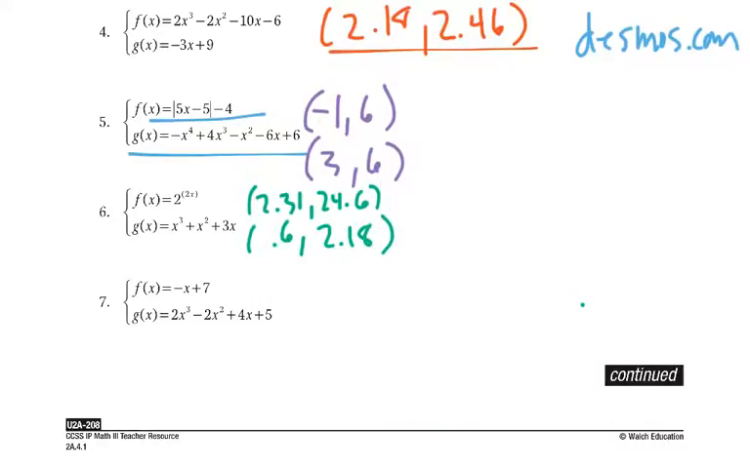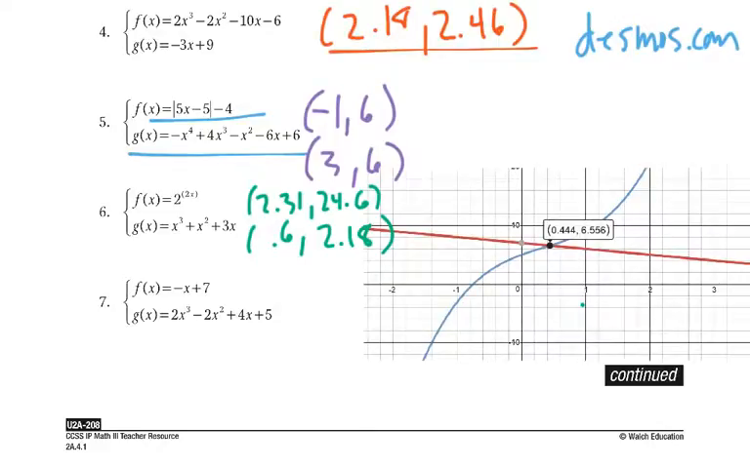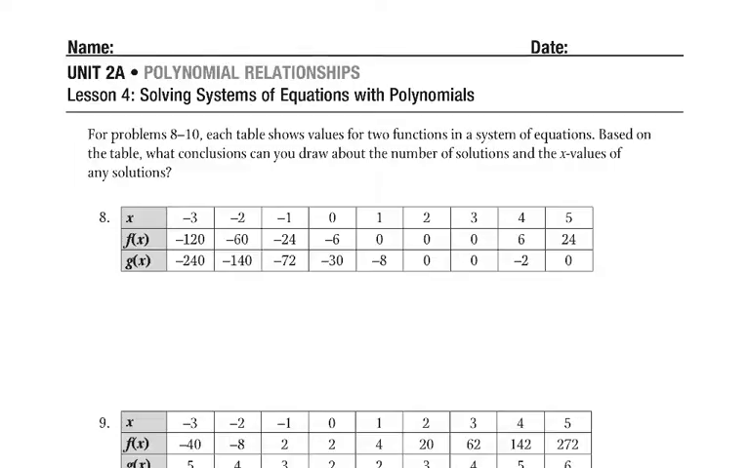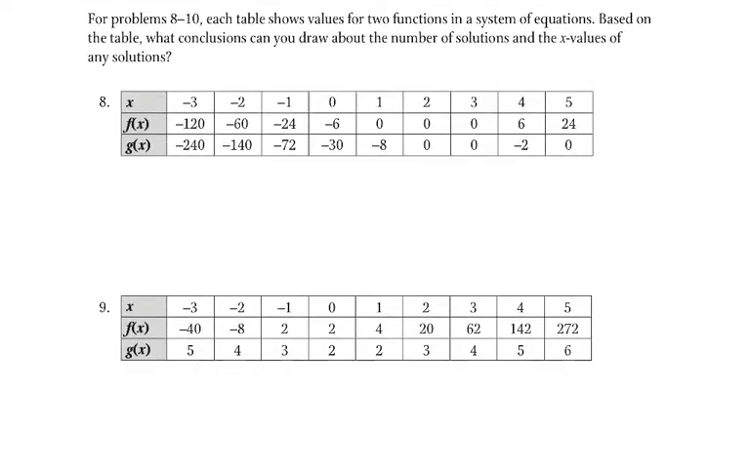So now the last one, we take a look at this one, and it just seems to cross once. So we get 0.444 and 6.56. Okay? And that's all you got to do when you're given a system and you've got a graphing functionality using the calculators we have or Desmos. Either one works. Alright, now looking at 8 through 10, we're dealing with tables that are systems.